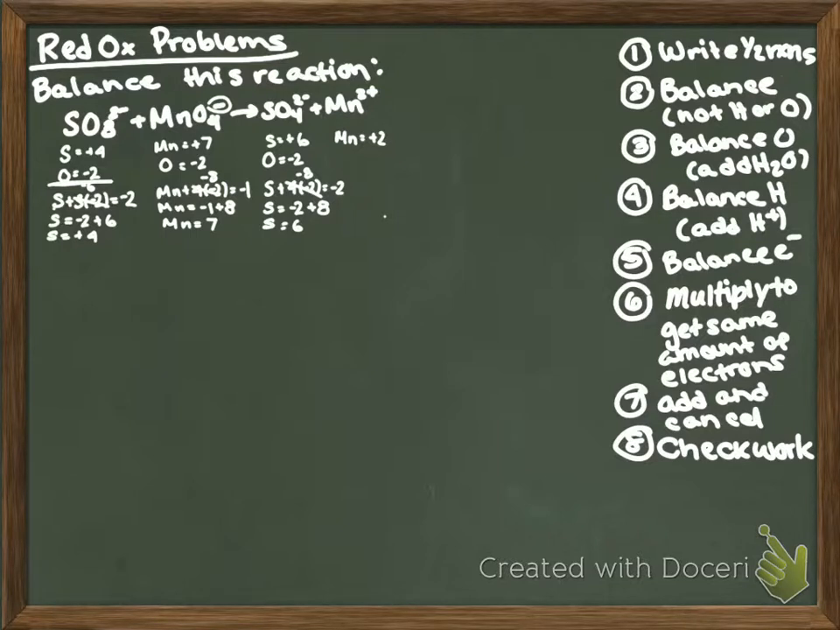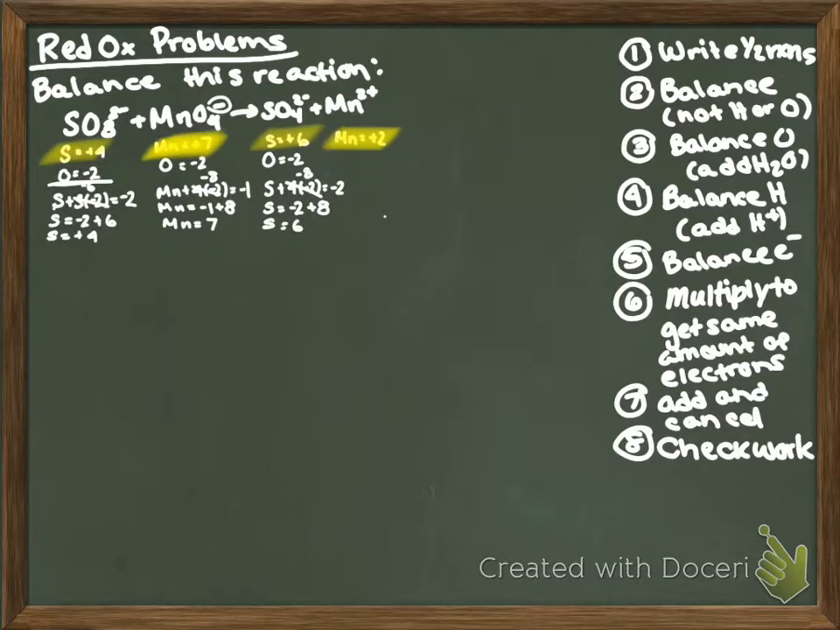Now, looking at this, I see some elements that are changing. First off, I see my manganese. Right here it's +7, over here it's +2. And so that's going to be in one of my half reactions, because that one's definitely got changing oxidation states. The other thing I see that's changing is my sulfur, because my sulfur is going from +4 to +6. The only other element I have here is oxygen, and oxygen is always -2 in each of these cases. And so that's just going to be something I'm going to have in my problems, but it's not going to determine what's a half reaction and what's not.